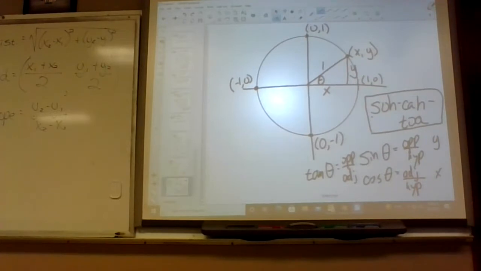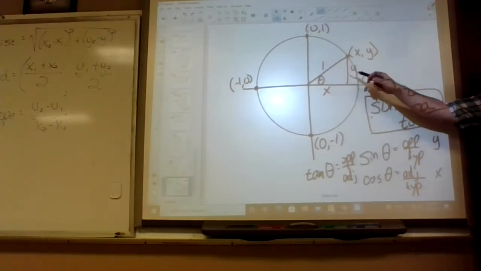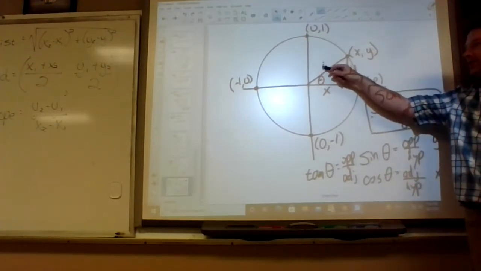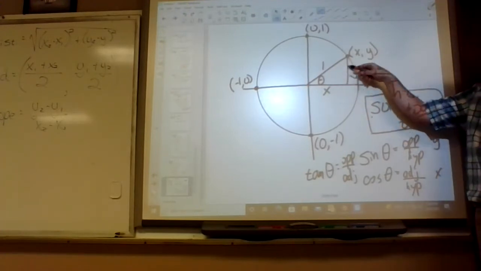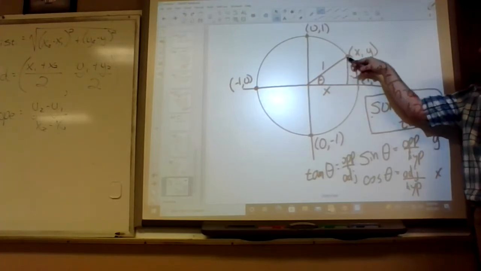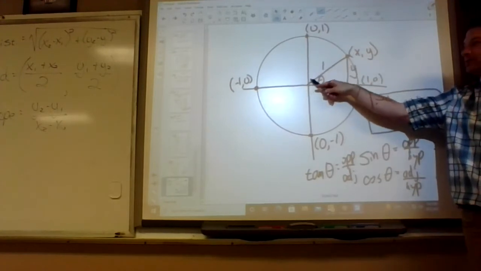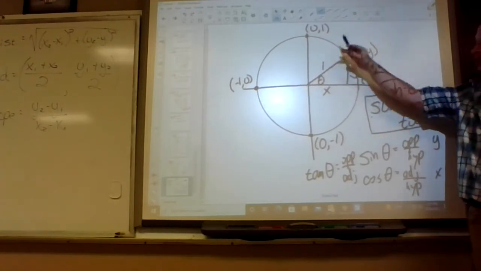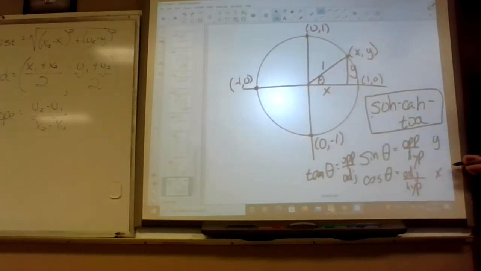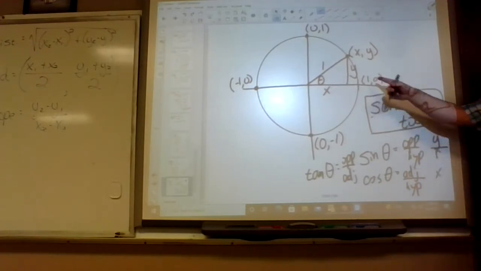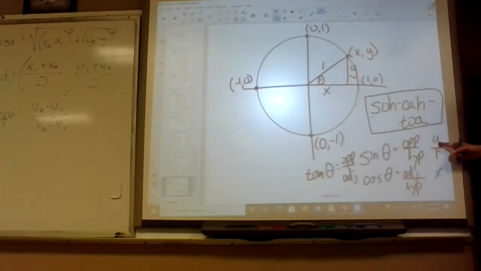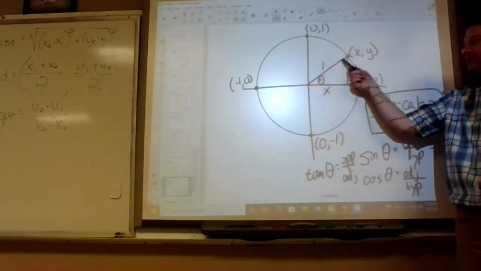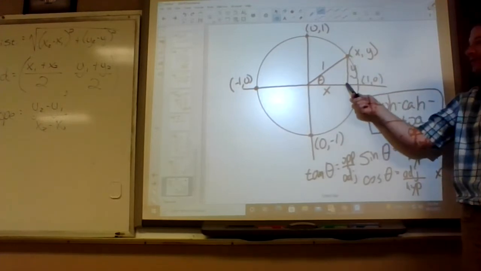So even if you're not on the unit circle, let's say this was 5 or 10 or whatever, this is still the y value. The opposite side's always the y value. And this could be anything. We can make our circle bigger. But no matter what this radius is, the radius is always positive, by the way, but the y value can be positive or negative.